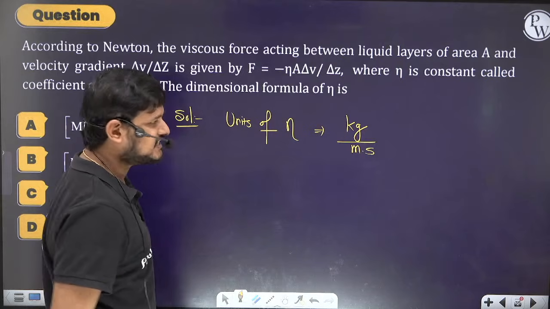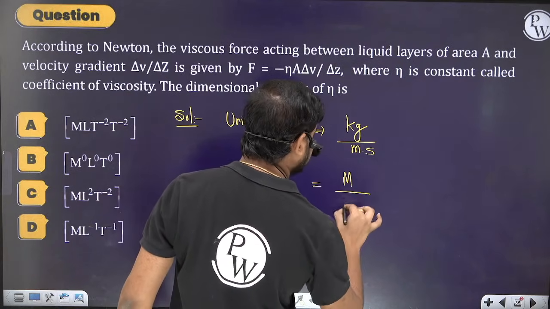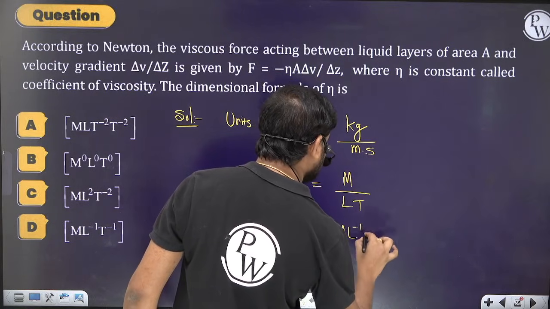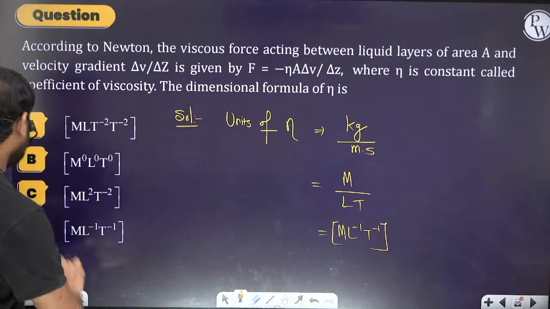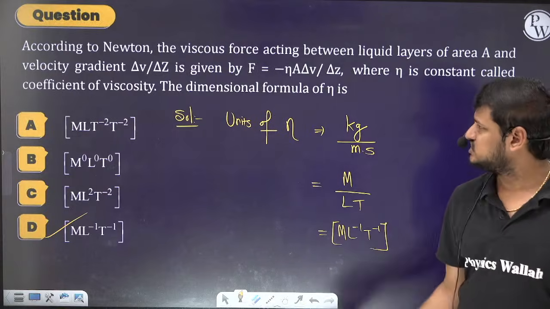Kg per meter second. So kg means M, mass; meter, L; second, time. So that is M L to the power minus 1 T to the power minus 1. That's it. Option D. Done? Chalo, simple question.